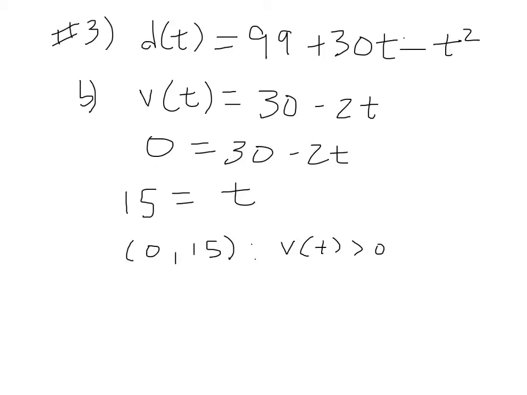All we did was test a value. We know at t equals 15, the velocity is 0. Then from 15 onward, pick a value. What do we get for the velocity? v of t is less than 0.